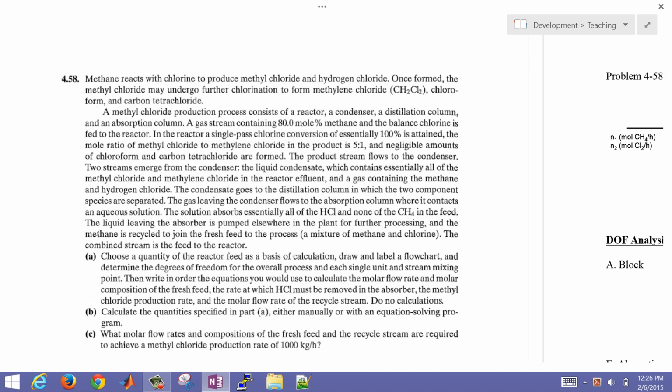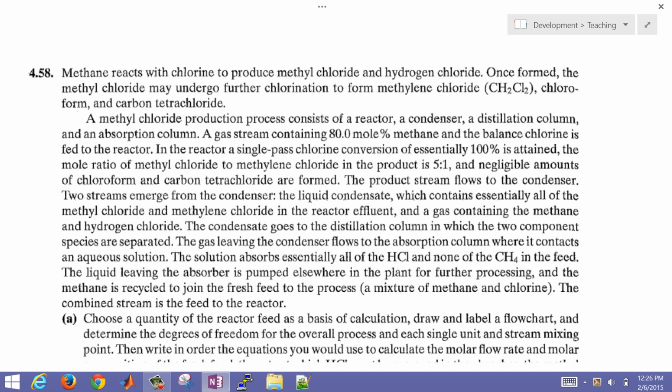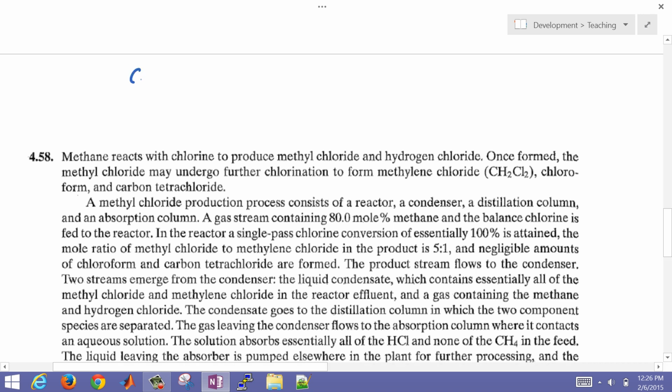to develop some equations, do a degree of freedom analysis, and then solve for the different molar flow rates throughout this process. Okay, so I'm just going to go to the story problem here, just read through it briefly. Methane is going to react with chlorine. Okay, so let's go ahead and just write this reaction.